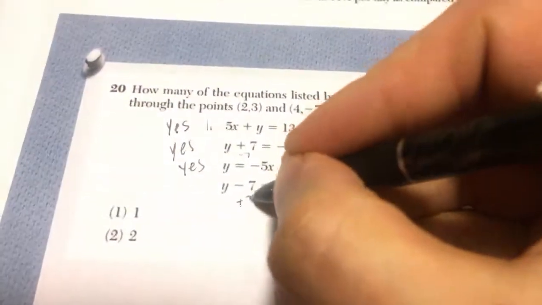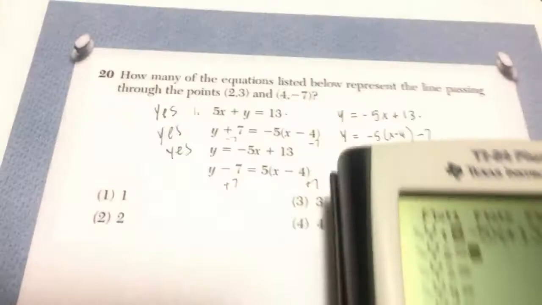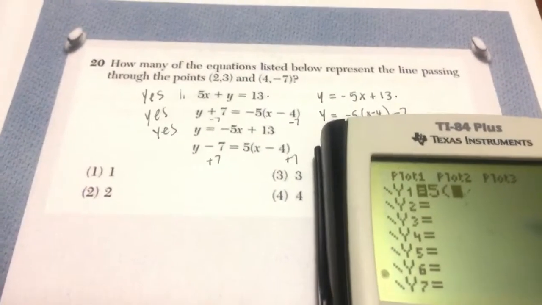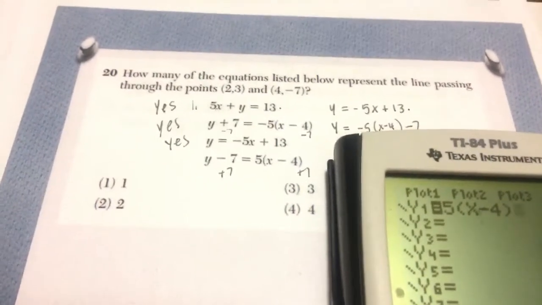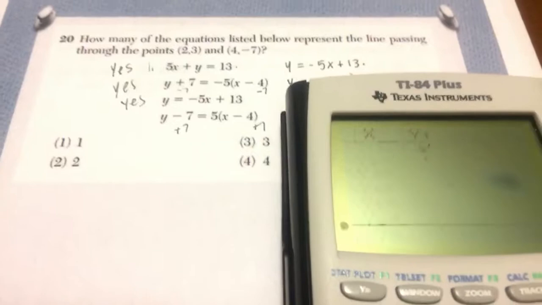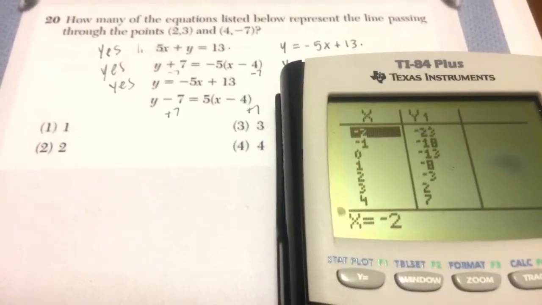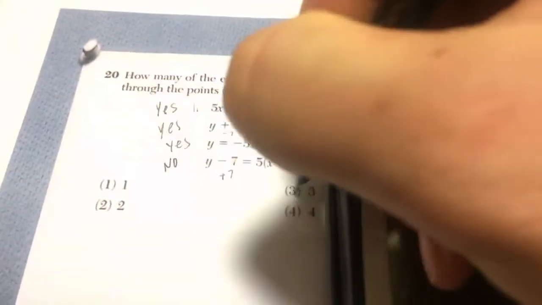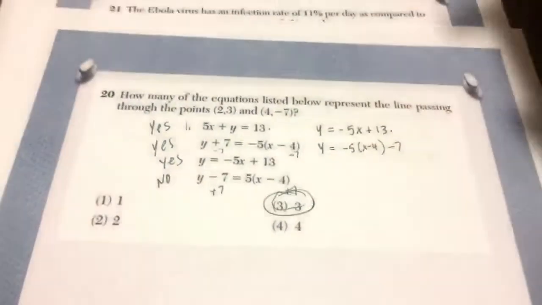For this one, I'm going to add 7 to the other side, and like I just said a moment ago, you don't have to put it into standard form. You don't have to simplify it to put it in your calculator. So if I do this, I go to table, 2, 3, and 4, 7. Notice how they're opposite signs. So no, we're going to say that 3 of these equations.